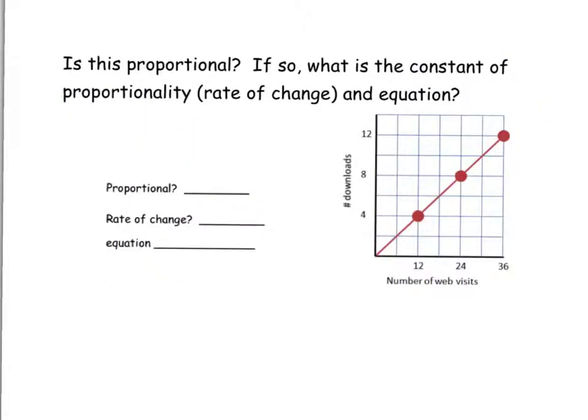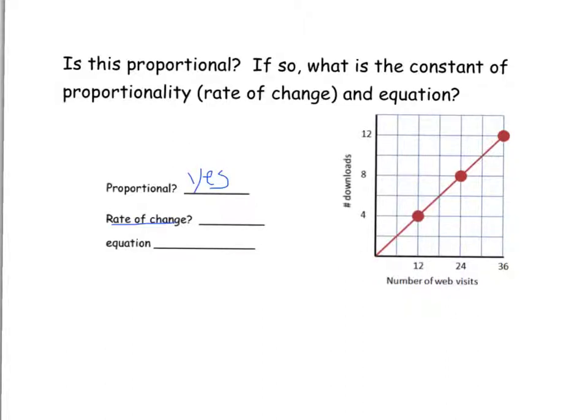Okay, so let's look at another example. So we're going to see, does this show a proportional relationship? If so, what is the constant of proportionality, or rate of change, and the equation? So first, it is easy to see that this forms a straight line that goes through the origin. So the y-intercept is 0. So yes, it is proportional.